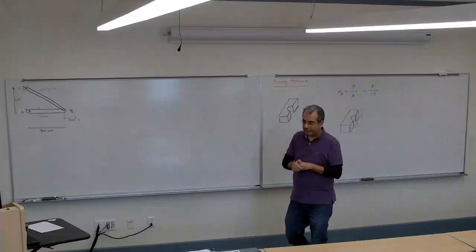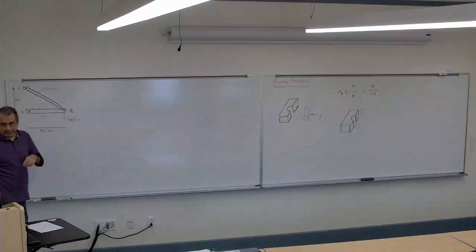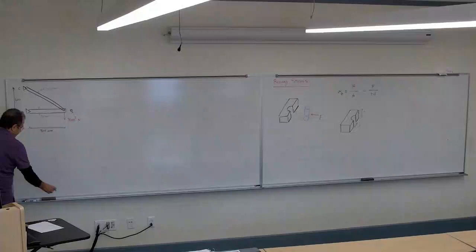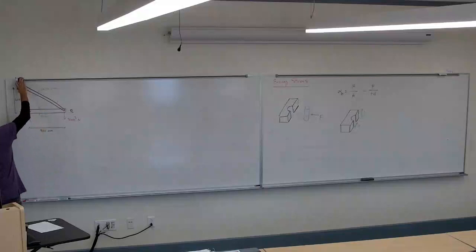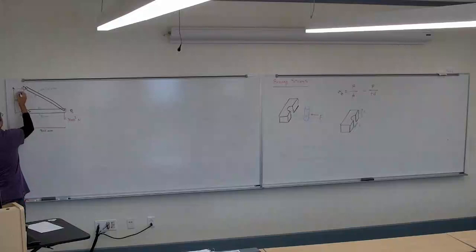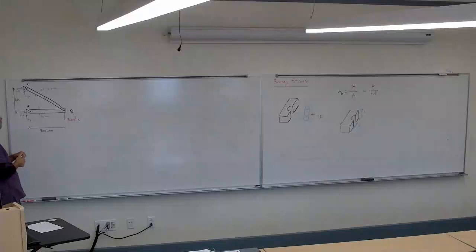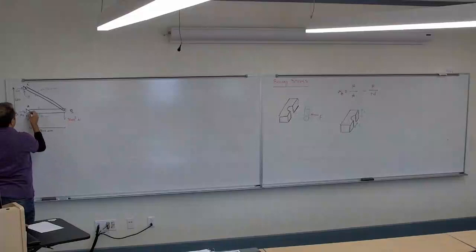So if I want to find the support reactions, in this case, how many reactions do I have here? Two. So I have AX, AY. What about the top up there? And all of them are pins. So this is a pin here, this is a pin here, and this is a pin here.